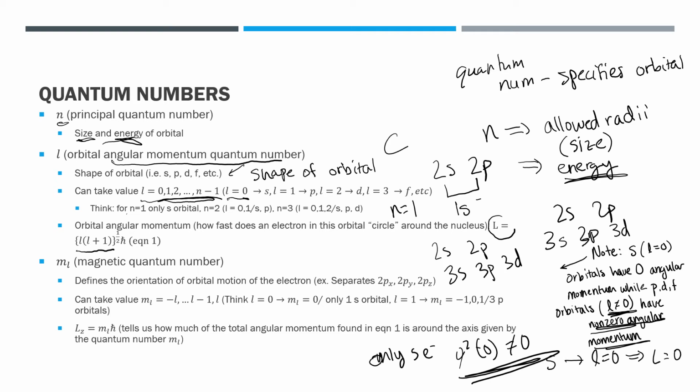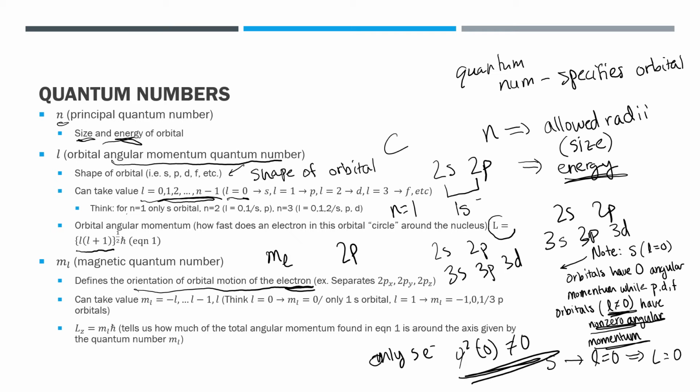The next quantum number I want to talk about is the magnetic quantum number, m sub L. This defines the orientation of the orbital motion of the electron. So for an example, we talked about how we have p orbitals, and there are three 2p orbitals: the 2px, the 2py, the 2pz. And they all have different orientations in space. One is on the x-axis, one is on the y-axis, one is on the z-axis. So the magnetic quantum number is differentiating between these three.